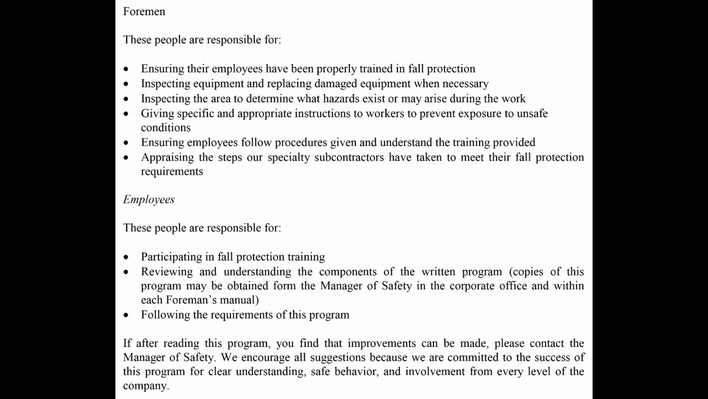Employees. These people are responsible for participating in fall protection training, and reviewing and understanding the components of the written program. Copies of this program may be obtained from the manager of safety in the corporate office and within each foreman's manual, following the requirements of this program. If after reading this program you find that improvements can be made, please contact the manager of safety. We encourage all suggestions because we are committed to the success of this program for clear understanding, safe behavior, and involvement from every level of the company.